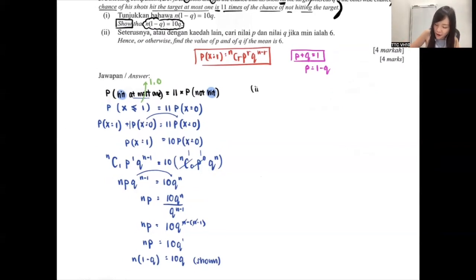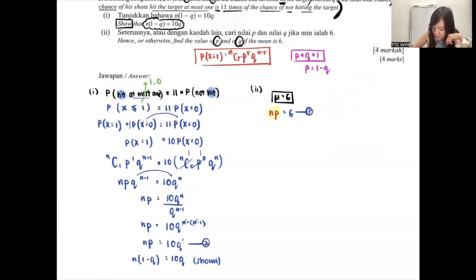Let's move on to the second part. Hence or otherwise, find the value of p and q. If the mean is 6, okay guys, they try to tell me mean. Mean is this symbol, u with a longer leg, in physics called mu. So mean is 6. Mean got formula. Mean formula is np. So np equals to 6. That's what you try to tell me. So my dear, now you're going to find p and q. 2 unknowns, must have 2 information. Where's the 2 information? There you go, equation 1. Just now there you call it equation 2.